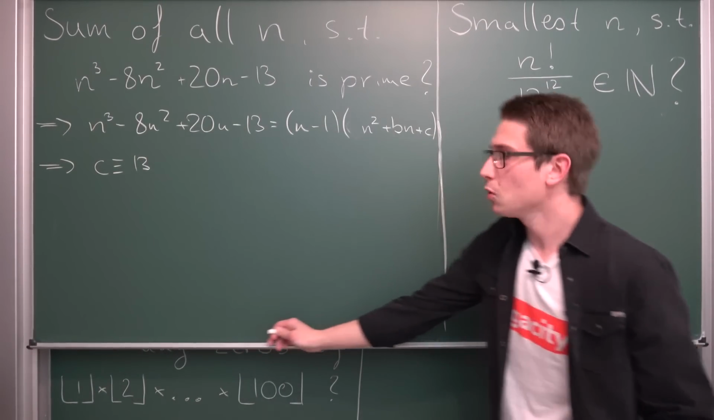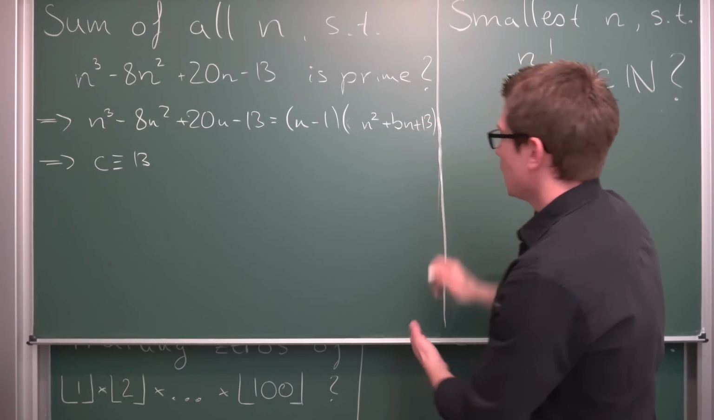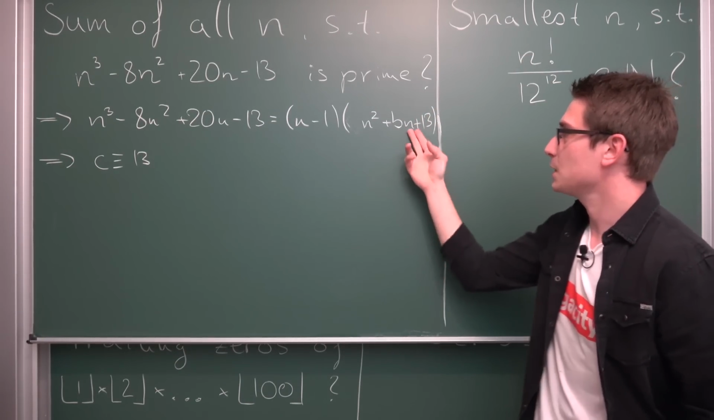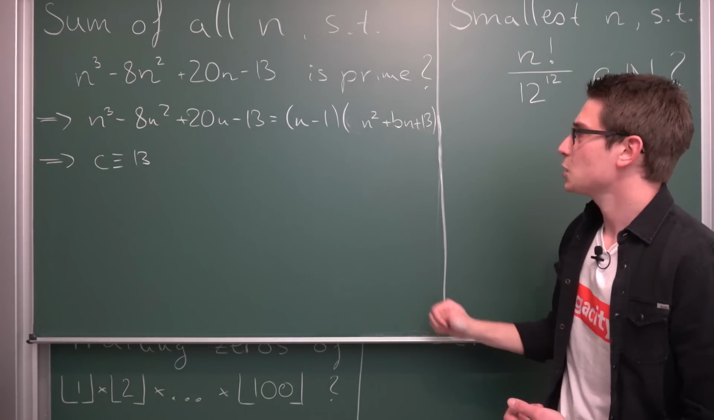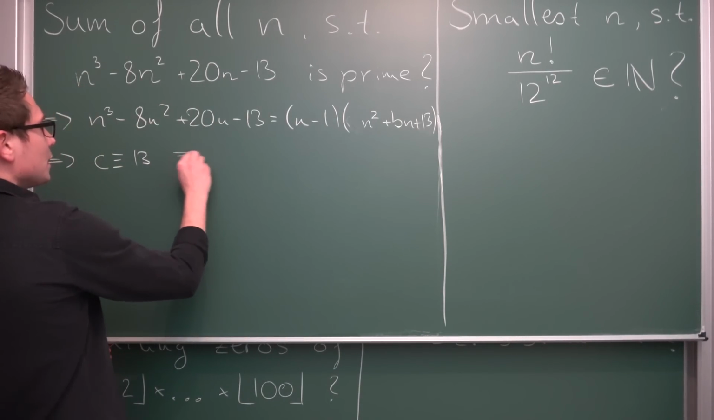Okay, and now we can also plug our c into here, so plus 13. And all that's really left to do is to basically factor out this polynomial and then just see what our b must be equal to. Let us do this real quick.